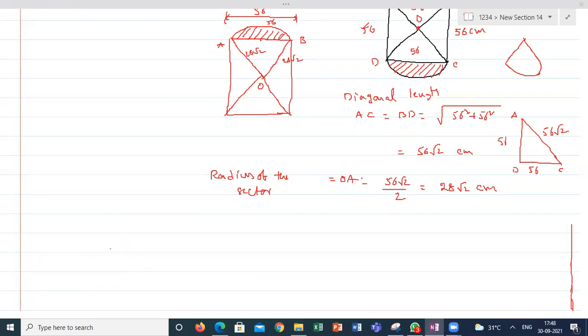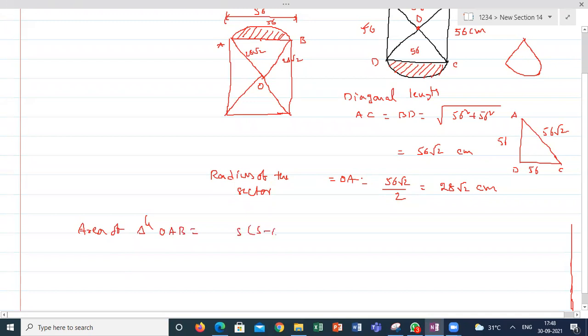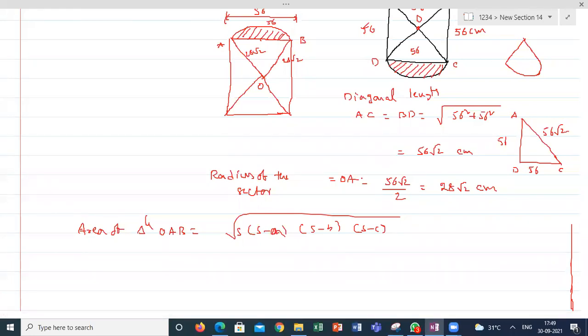With the help of this, I can calculate the area of the triangle OAB. Area of triangle OAB will be equal to root of S into S minus A into S minus B into S minus C. With the help of this formula, I can calculate for our isosceles triangle. Sorry guys, it's not an equilateral triangle, it's an isosceles triangle. But how will we calculate the area of the sector?